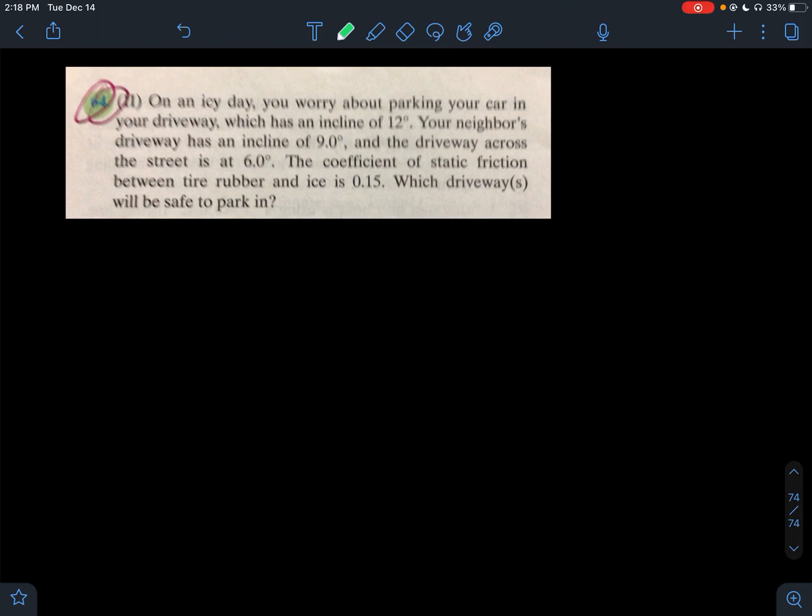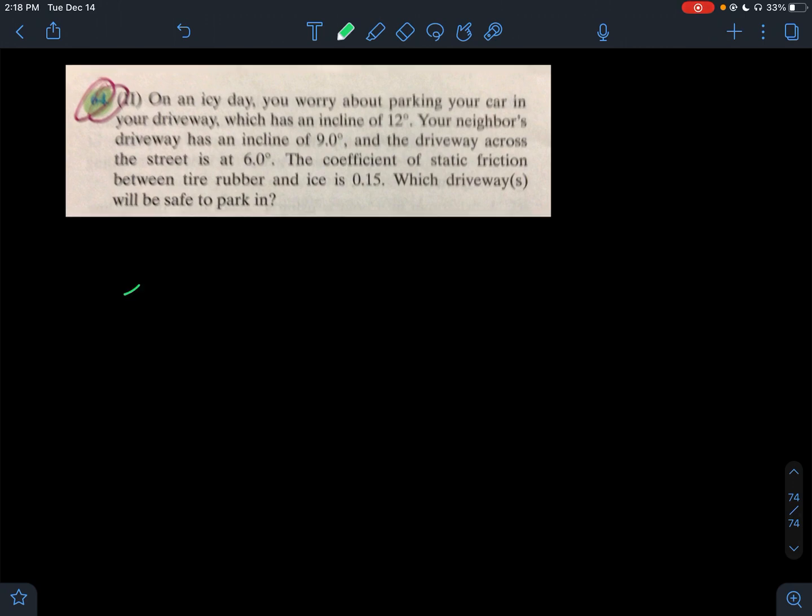Here's our situation: we have an icy day. You worry about parking a car in your driveway that's on an incline of 12 degrees. Your neighbor's driveway is at 9 degrees and the driveway across the street is 6. So we're trying to figure out which one, if any, is safe to park on. We know that the coefficient of static friction between the tires and the ice is 0.15. So we know mu. And that's pretty much it.